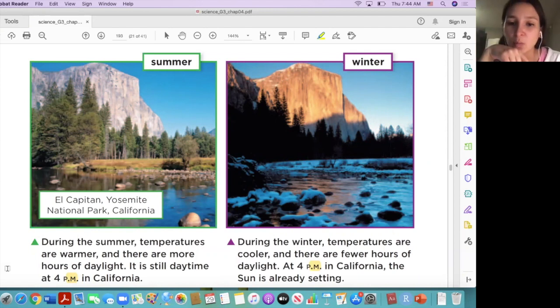But if you look at the winter, it says during the winter, temperatures are cooler and there are fewer hours of daylight. At 4 p.m. in California, the sun is already setting. So here you can see that most of the water and most of the trees are not being hit by the sun anymore, right? At the same time.